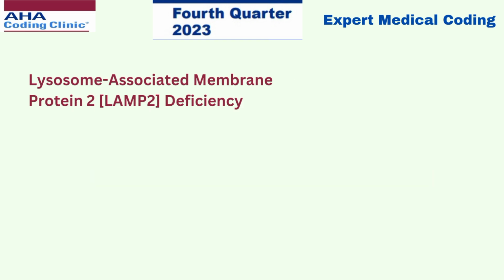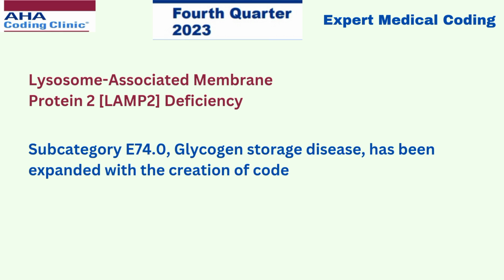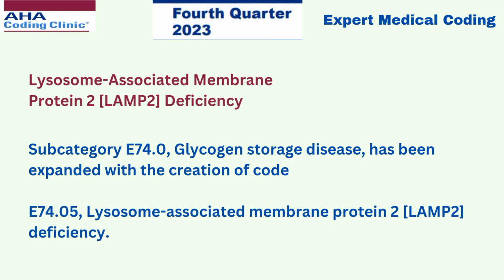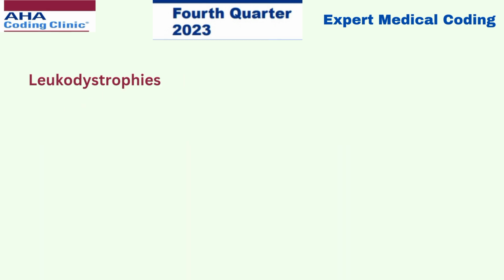Next update is on lysosome associated membrane protein 2 deficiency. Subcategory E74.0 glycogen storage disease has been expanded with the creation of code E74.05, and that is lysosome associated membrane protein 2 deficiency. Next Coding Clinic update is leukodystrophies.